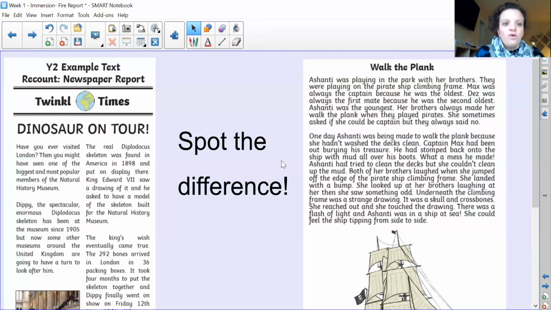So now we've got a newspaper report on here, and on this side we've got a story. I'd like you to pause the screen and tell me what is the same about these two texts and what is different about them. What's different? What isn't the same?